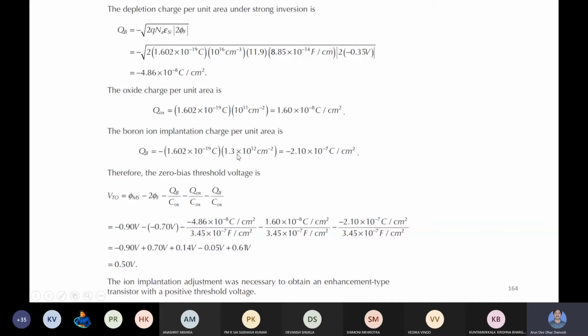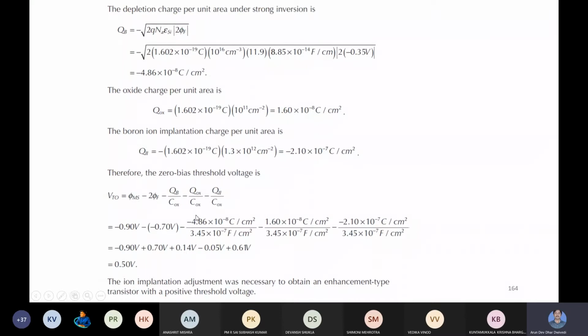And the ion implanted charges number is also given. It is not giving the exact charge, but it is giving the number, meaning the number of ion implanted charges per unit area is given. That is 1.3 into 10 power 12. It is again multiplied with this electronic charge. So this much you are getting. So to find the actual value of the threshold voltage, all the terms are now added, and you are getting 0.50 volt. So the ion implantation adjustment is basically providing some positive threshold voltage.